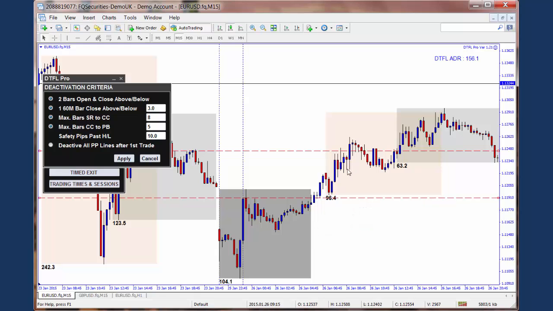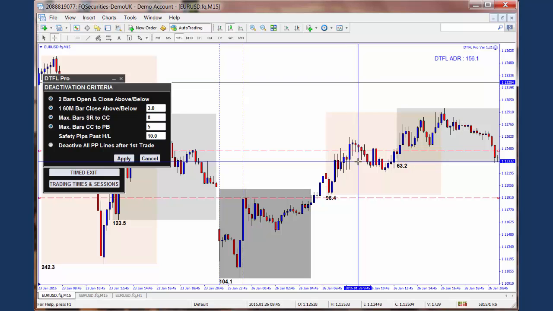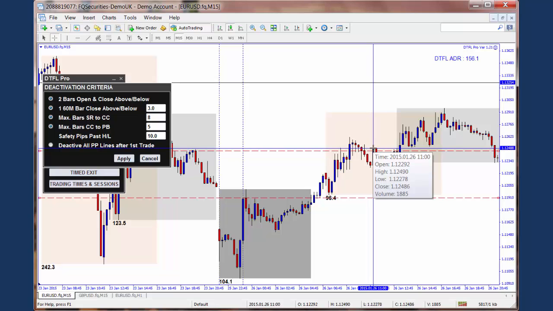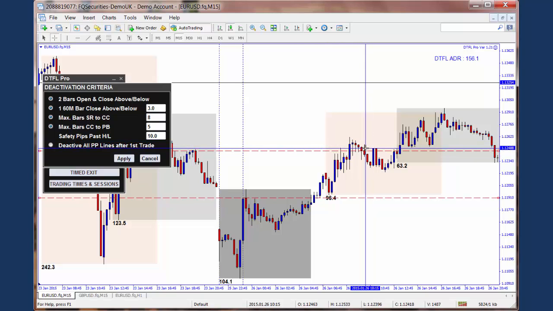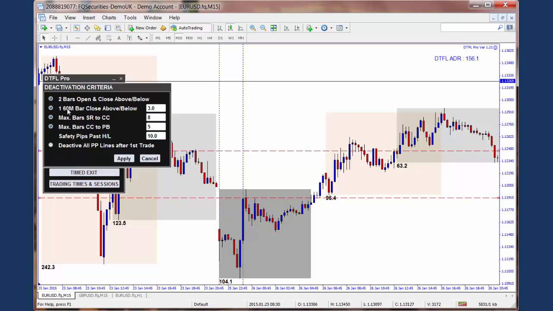Let's look at another one. Let's take this line here. That's the 9 o'clock candle, the 9:15, the 9:30, the 9:45. So the candle closes there. It's just on this candle here, the little red one. Let's see, and the candle close. Is it 3 pips above? Oh, it just might be. So using this criteria for deactivating a PP line, it would just about do it there.